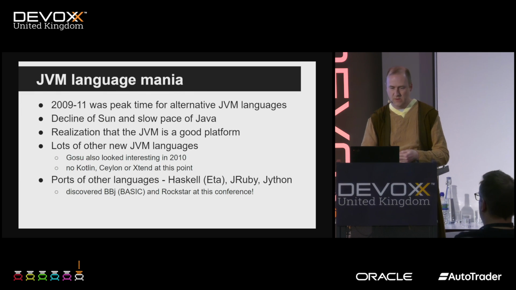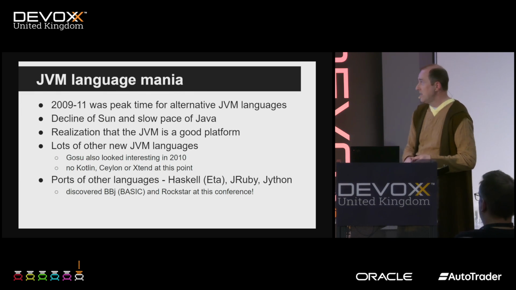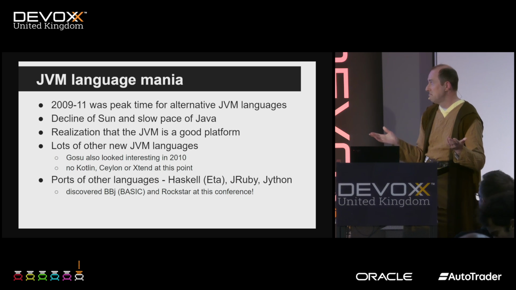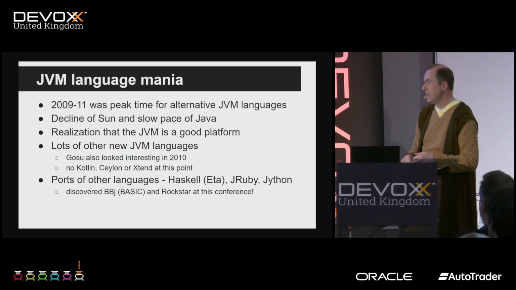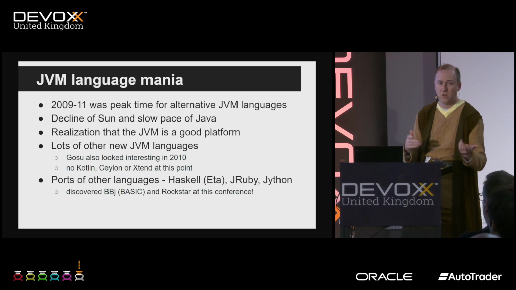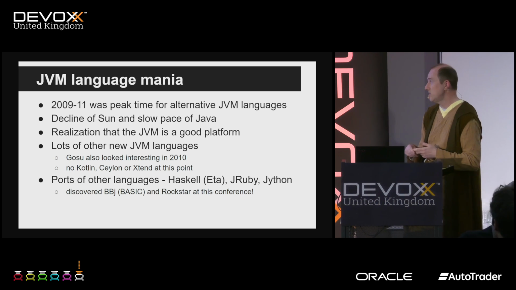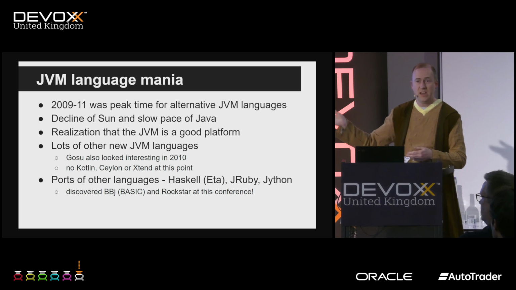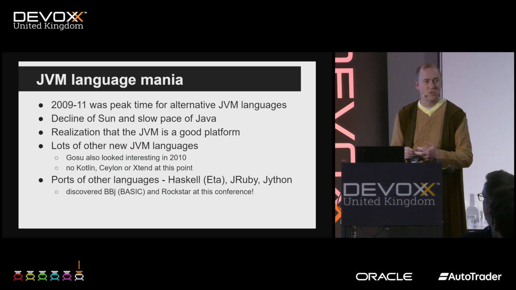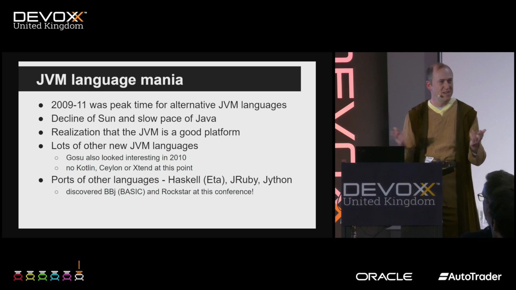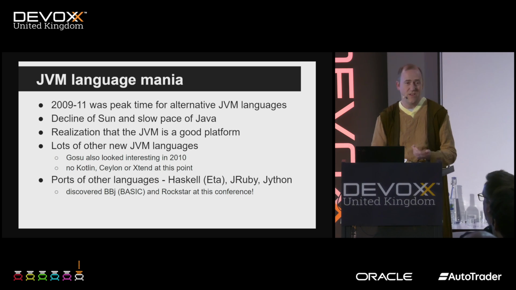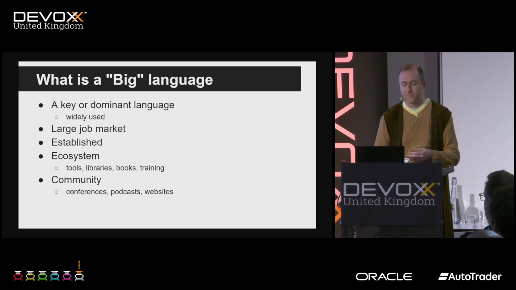Go back. There we go. So that was the peak time for languages. It was great. There were other languages out there. Gosu was a language which I could have included in my original talk. There wasn't a Kotlin or a Ceylon or an Xtend or any of those languages at the time. Even while I've been here, we've seen some new languages which I hadn't spotted before. BBJ and Rockstar have been mentioned at this conference as being some new and different languages. It's a very flexible platform for building languages on.